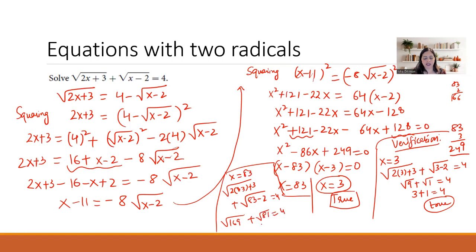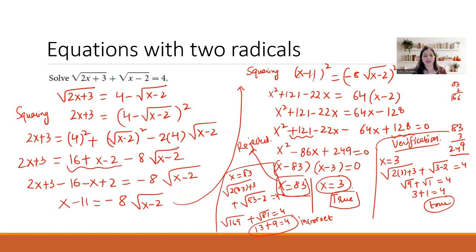Now, the square root of 169 is 13. The square root of 81 is 9. So 13 plus 9 equals 4? That is clearly incorrect. And hence, this one is an extra root and we need to reject it. So the only true solution of this equation is x equals 3.